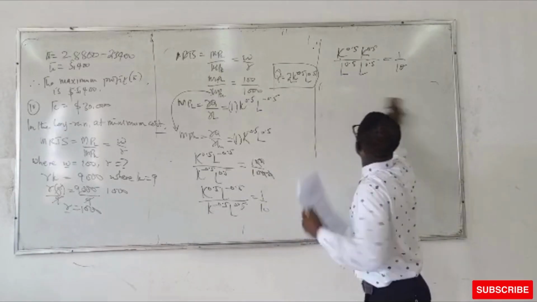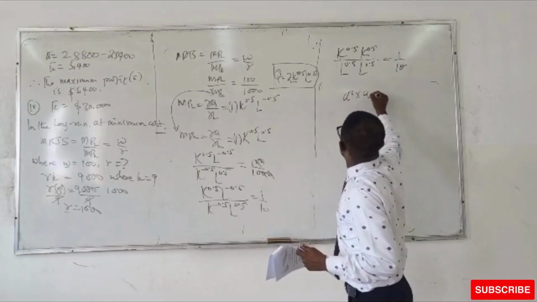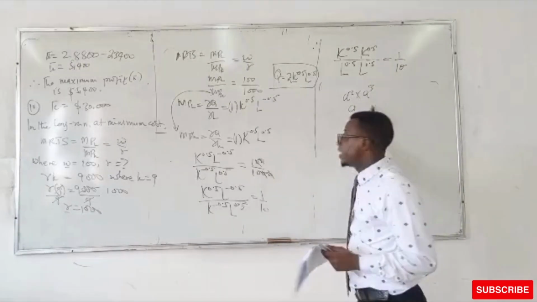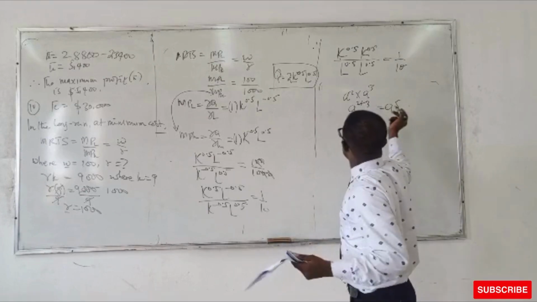So quickly, in indices also, when I'm having a squared times a³, I have to bring all the base together into 1 and add the exponent. So I'm going to have a exponent 5. The same way.